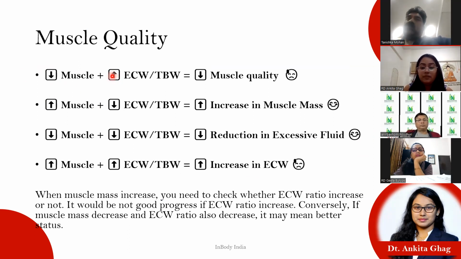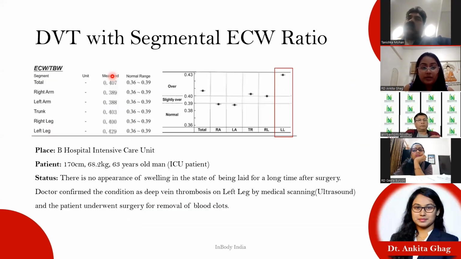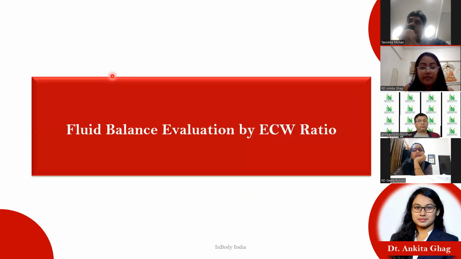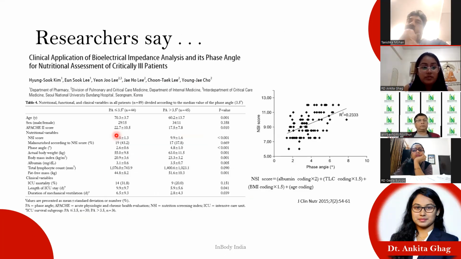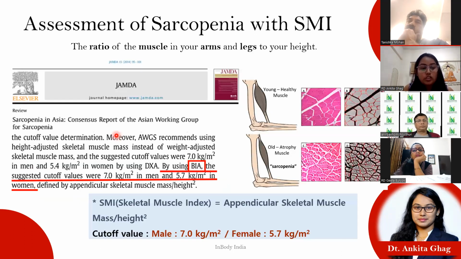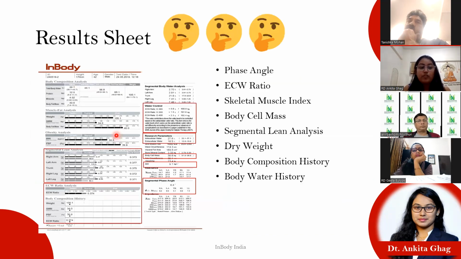One minute, I'll just quickly go back to the slide. I'll show out here. So in this, what I meant was, out here in the body composition history, we have weight, skeletal muscle mass, percentage body fat, and extracellular water ratio.